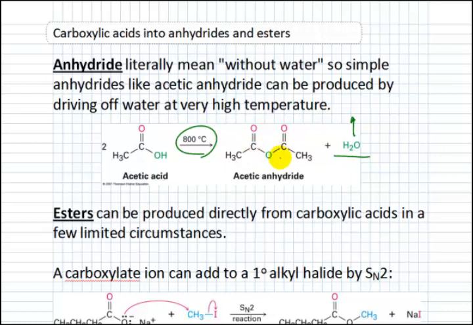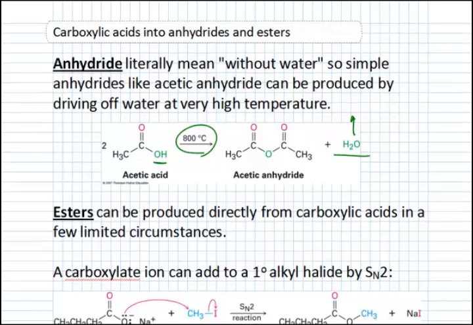They share that oxygen. So we essentially had to remove an OH from one of the acids and an H from the other one. Okay, that gives us an anhydride. This only is practical for very simple anhydrides. Anything more complicated than that will probably decompose at the 800 C. So this is really only practical for industrial production of something like acetic anhydride. We'll have a much better way to make anhydrides in a moment from acid chlorides.